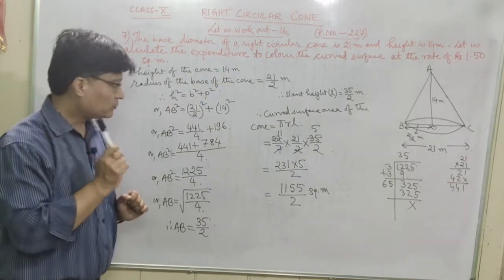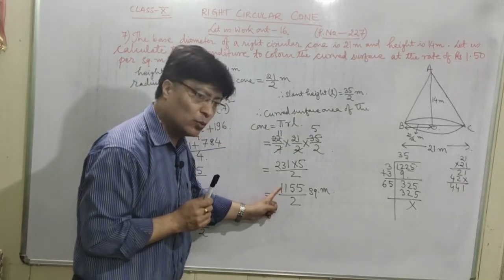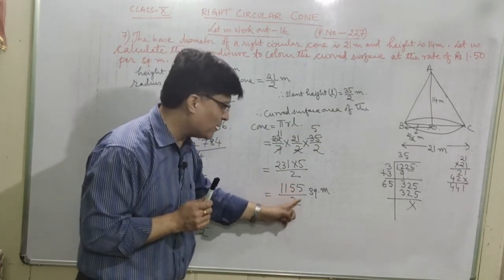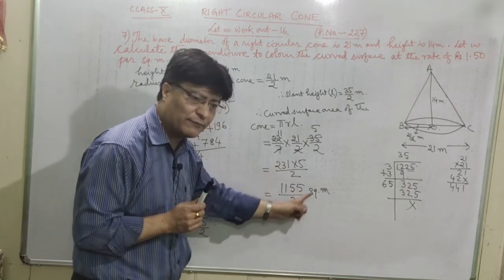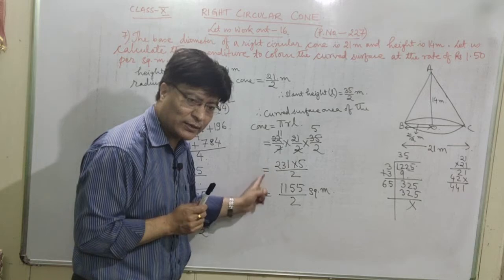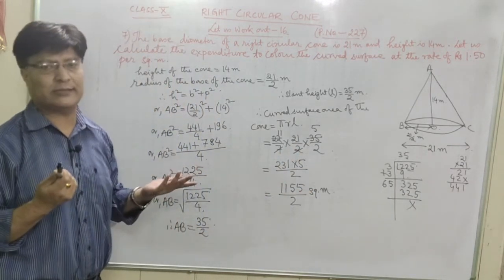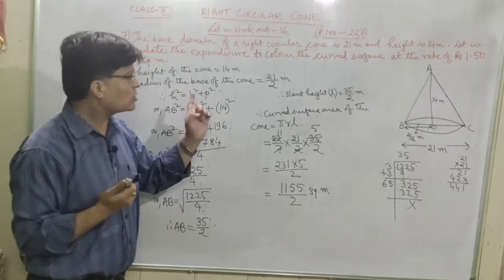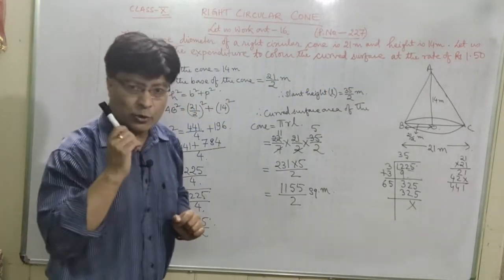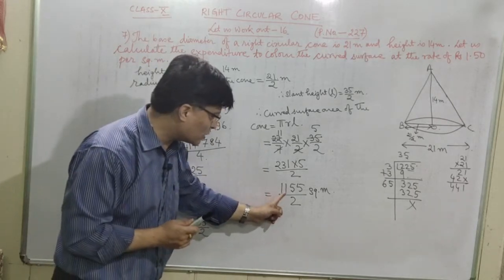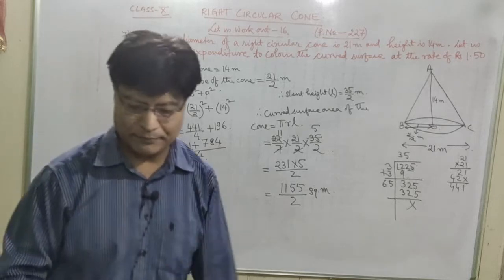Now what is the curved surface area of the cone here? It is 1155 by 2 square meter. If we have to color 1155 by 2 square meter, how much will it cost? So cost of coloring 1 square meter is equal to rupees 1.50. So what is the cost of coloring 1155 by 2 square meter? Let us find it. Okay.